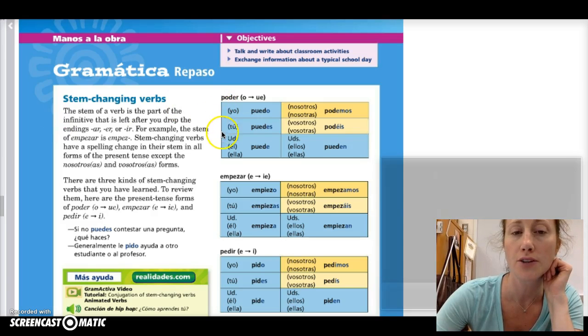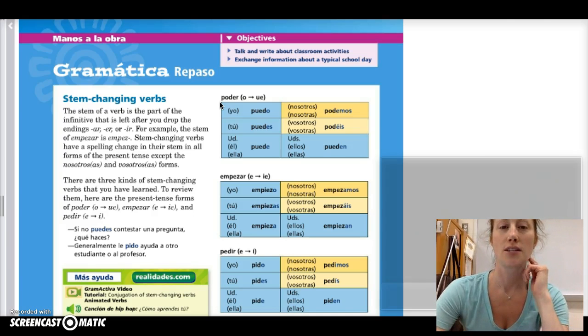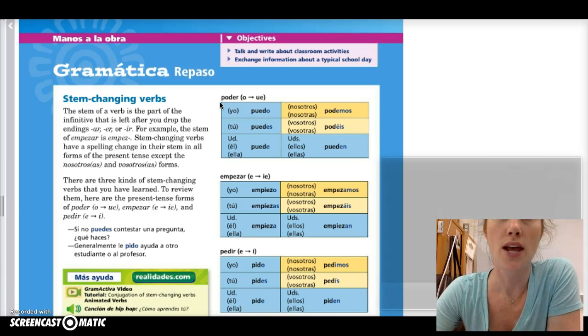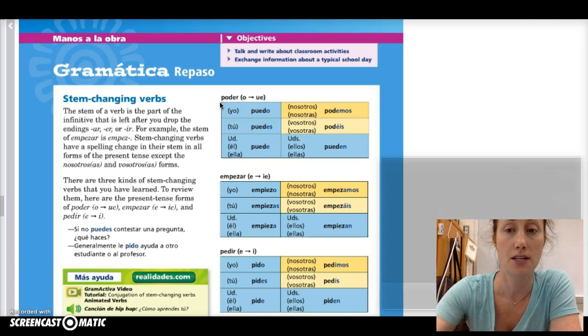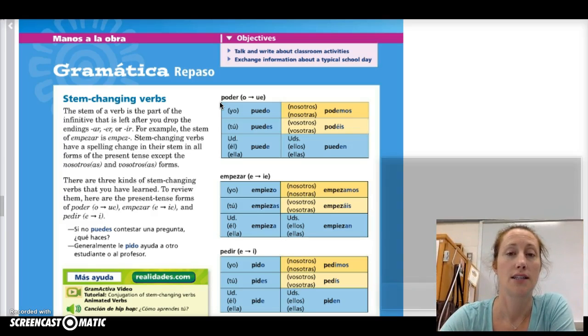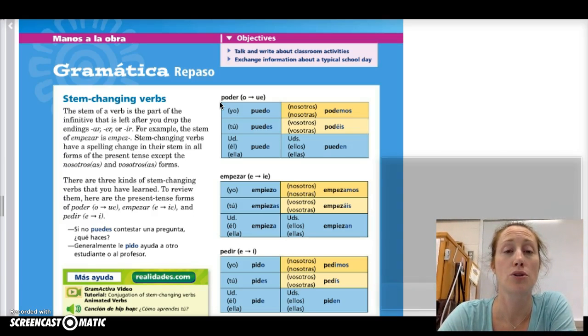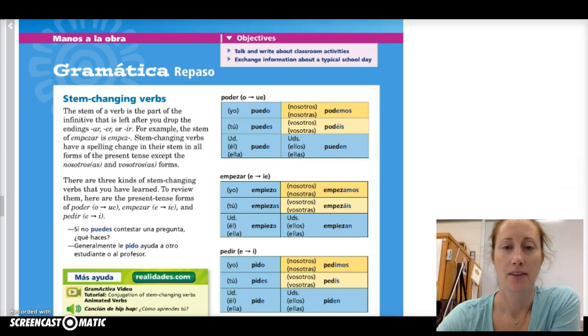I'm going to put, as you can see, the light blue around the verb poder. There we go. It makes the shape of a boot. Nice job. So let's take a look. The O in poder changes to a UE in all of the forms except, that's right, nosotros y vosotros. Excelente.